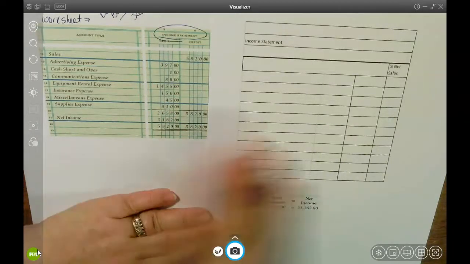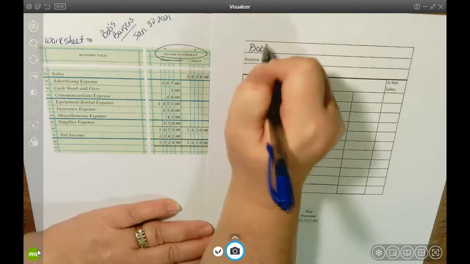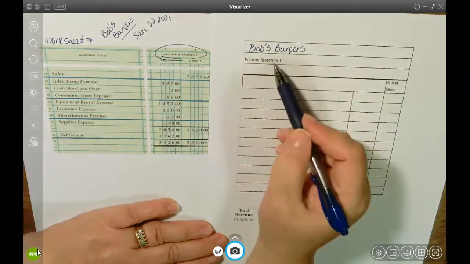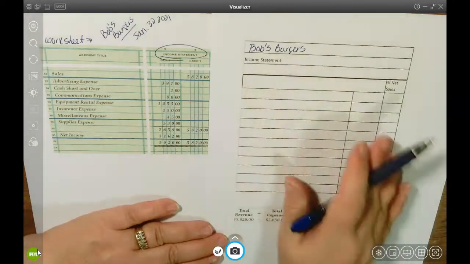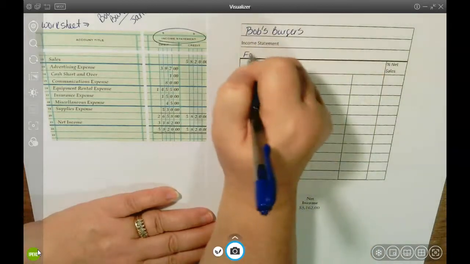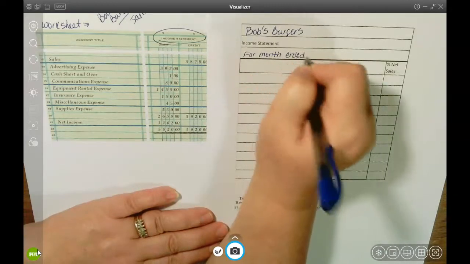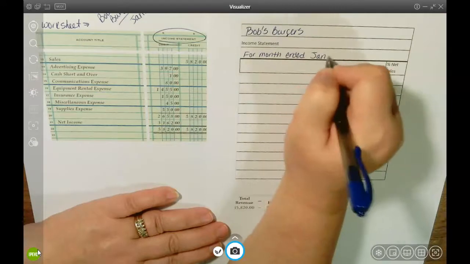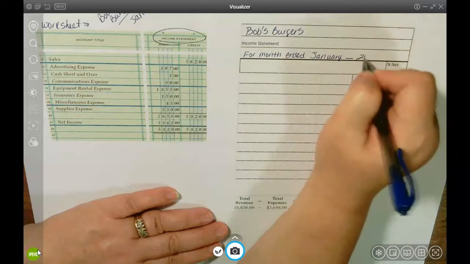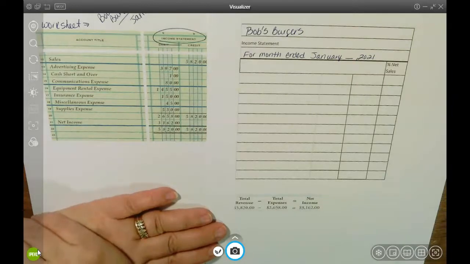So in order to start this, you are going to write the name of the company. You are going to put the title of the form, which I have put for you. It is an income statement. And then we are going to write the time period for month ended January. You tell me how many days are in January. Is it 30 or 31? If you don't know, look it up.